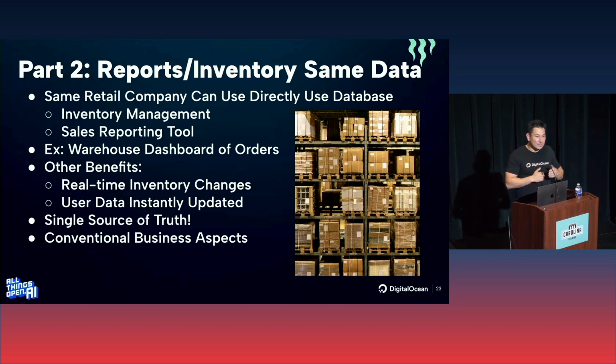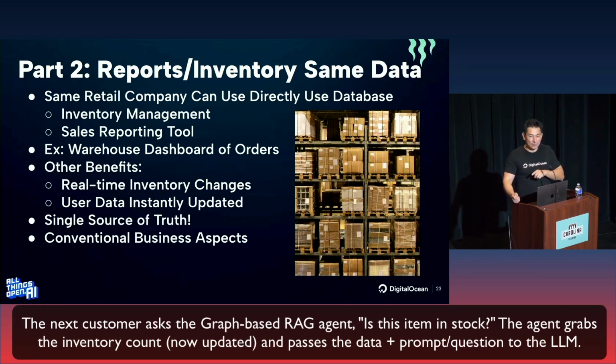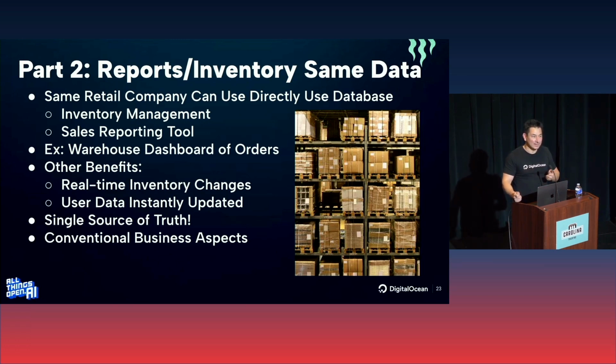And what I'm basically describing here is that you now have a single source of truth, right? If a customer buys one of the widgets, the inventory count gets decremented. The next customer comes in and says, how many do you have in stock? It's going to go into the graph database and grab the inventory. That inventory is going to be updated, minus the one the customer purchased ahead of them. And so that's really cool. You have a single source of truth for all of your data, whether it's for an LLM or for a traditional app or reporting tool or whatever it is. So all your conventional business stuff is all taken care of as well.